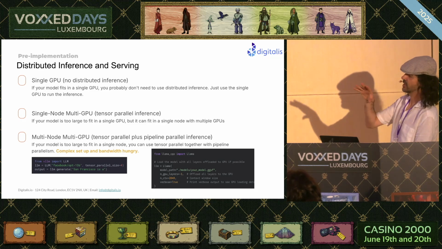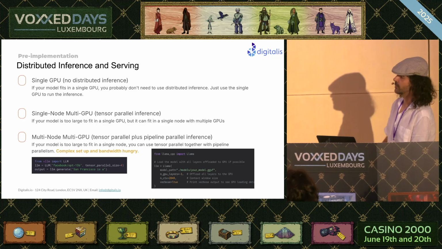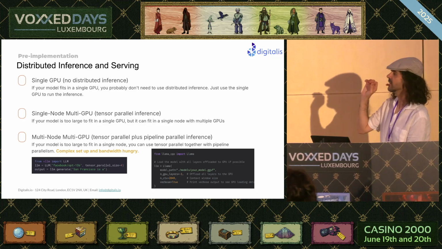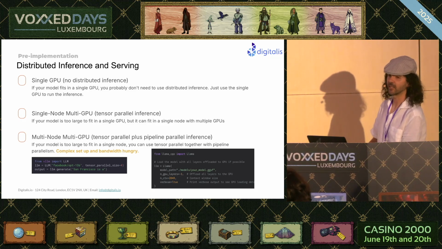When I was saying before about selecting between vLLM and llama.cpp, I think vLLM is a little bit better with the way they do this distributed inference.